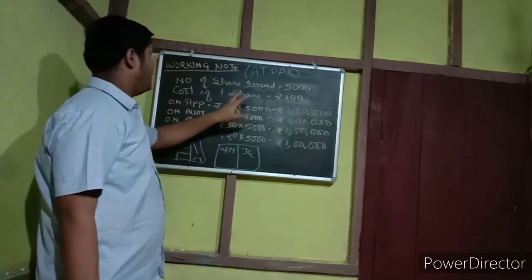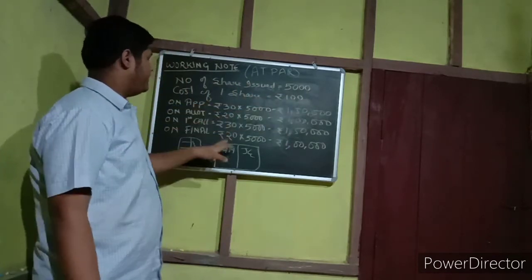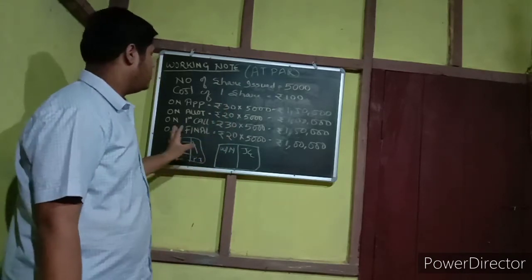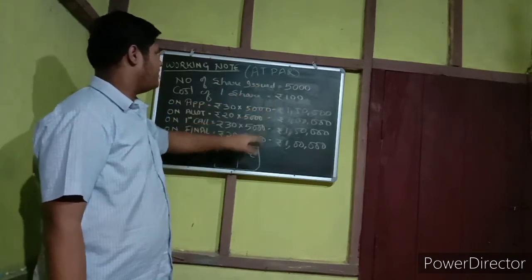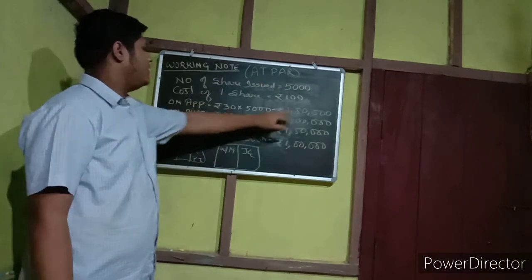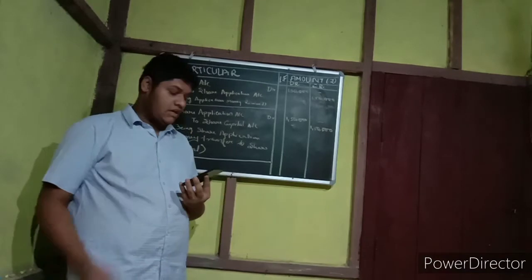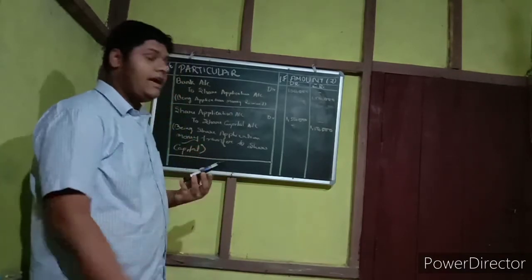As given, the cost is 100 and they have divided the 100 as shown, no increase, no decrease. That is, no premium, no discount. So the 5,000 shares will be constant. From application, they get this much. So the first one is application.